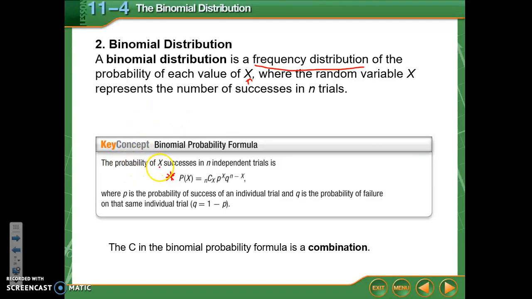So the probability of x successes in n independent trials is P(x) = nCx, n choose x. So n is my number of trials. X is how many are successful. And then I have p, which is my probability of success, to the x, times q to the n minus x. Remember, q is my probability of failure. So the C is a combination, and we'll use our calculators to do that. So again, p is the probability of success, q is the probability of failure, n is the number of trials, x is the number of successes in that number of trials.